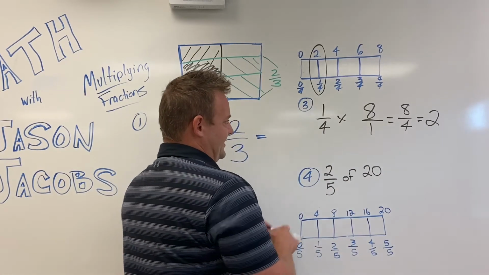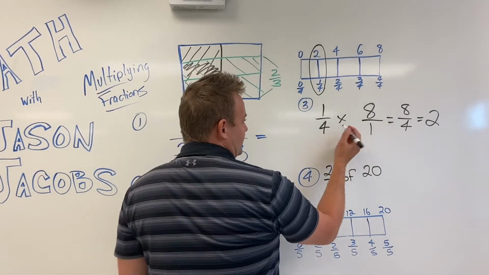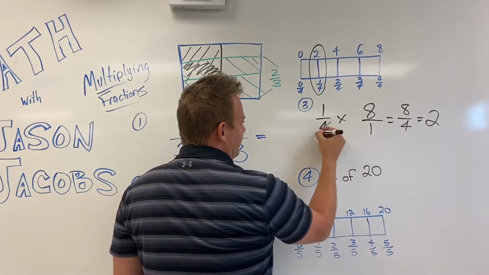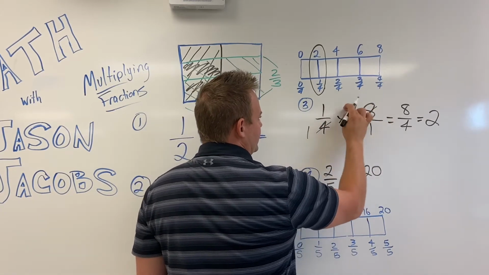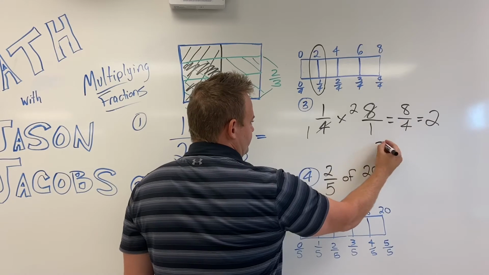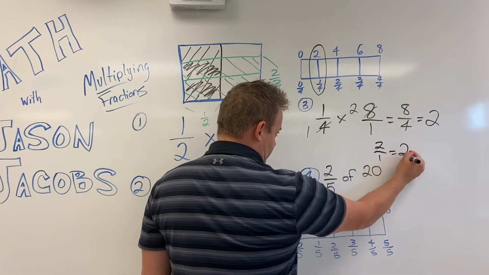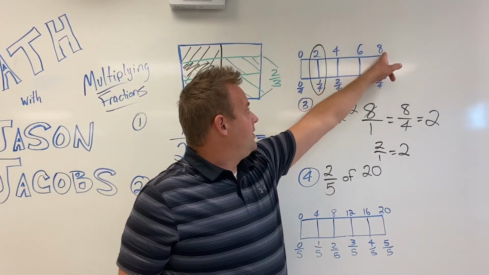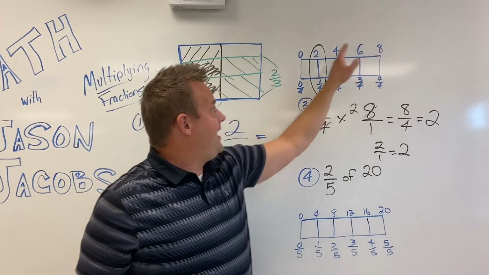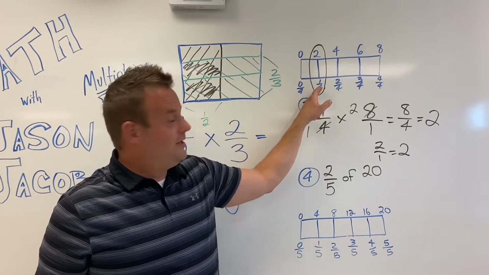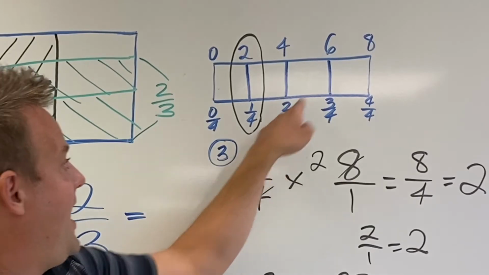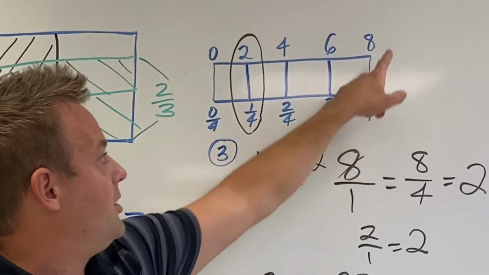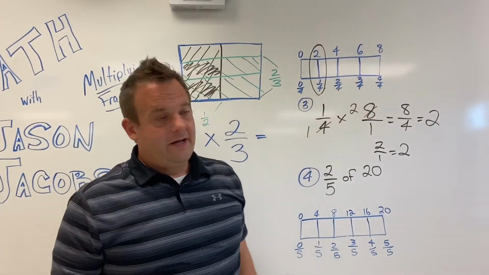Cross canceling, I just see this and I want to cross cancel. So what goes into both 4 and 8? 4, right? So divide by 4, 1, divide by 4, 2. So 1 times 2 is 2, and 1 times 1 is 1, and 2 over 1 equals 2, okay? Now the model. So 8 is our whole, and we have 1/4 of 8, and that equals 2, okay? Here's 2/4. 2/4 equals 1/2. 1/2 of 8 is 4, and 3/4 of 8 is 6, and 4/4 of 8 is 8.